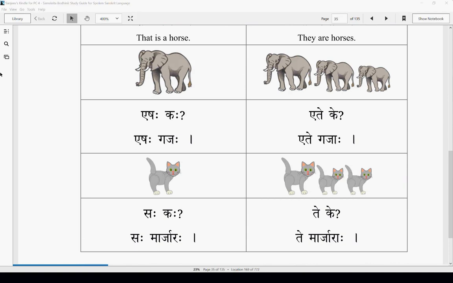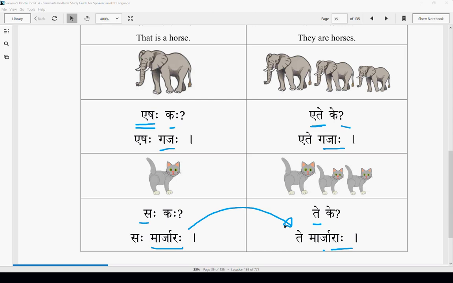Gajaha, elephant. So same thing, keep on noticing this. Esha changing to Ete in the plural. Kaha changing to Ke in the plural. Sa changes to Te. And Gajaha, the pullingam word ending in A and Visarga, changes to A and Visarga in Bahuvachanam. Similarly, A and Visarga in singular, Ekavachanam, changes to A and Visarga in Bahuvachanam. So this is the pattern from changing from singular to plural.